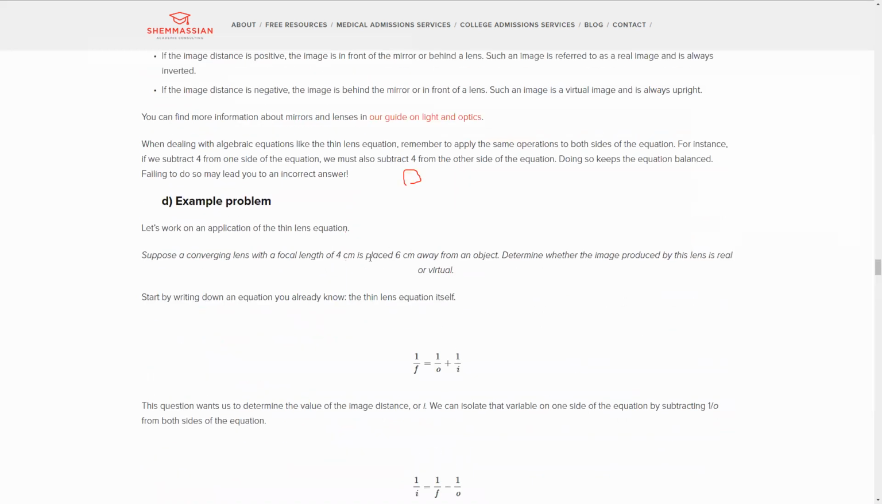It is placed 6 centimeters away from the object, so we have the object distance as well. We have the focal length and we have the object distance. Determine whether the image produced by this lens is real or virtual. Okay, so this is a little bit of a step further. They're not asking for the image distance, but they're asking whether the image is real or virtual. We're not sure what that means yet, but at the very least, we probably have to solve for the image distance, and then take a step further. So first things first, let's do that.